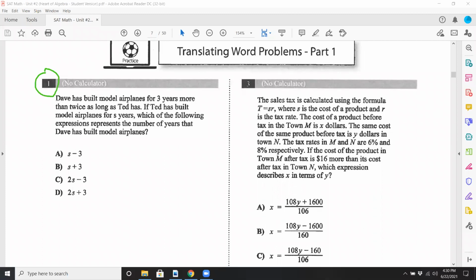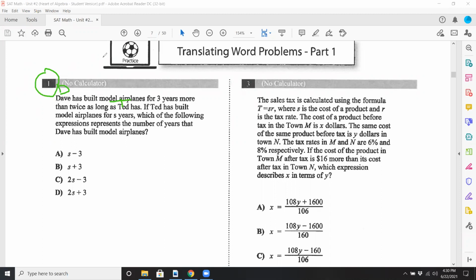We'll start with number 1. Dave has built model airplanes for 3 years more than twice as long as Ted. So here, how am I going to translate it? Let's say D is the number of years that Dave spends building airplanes. T is the number of years that Ted spent building airplanes.